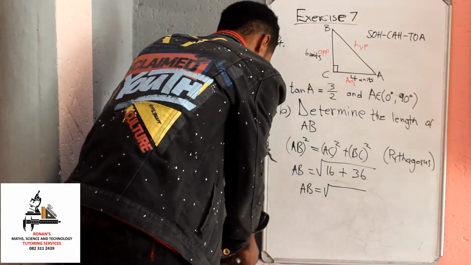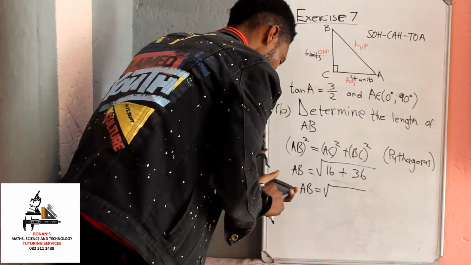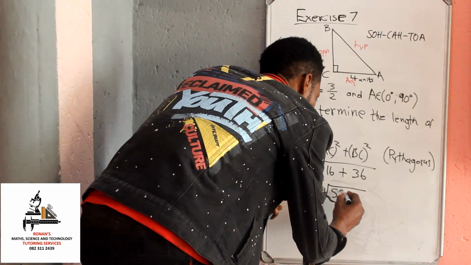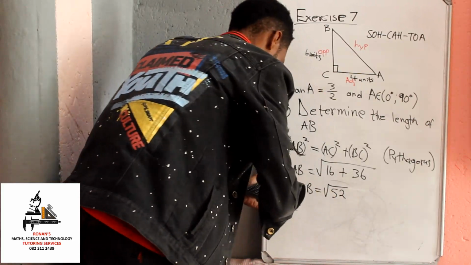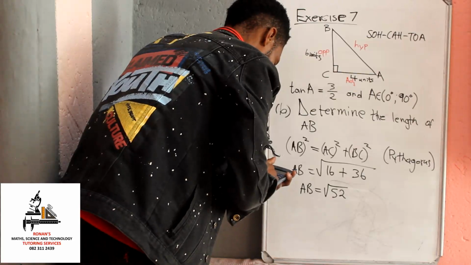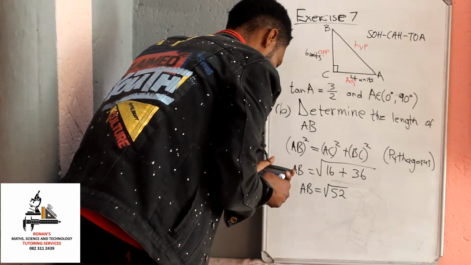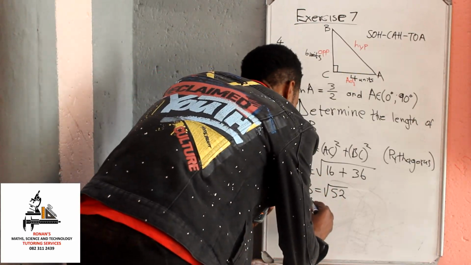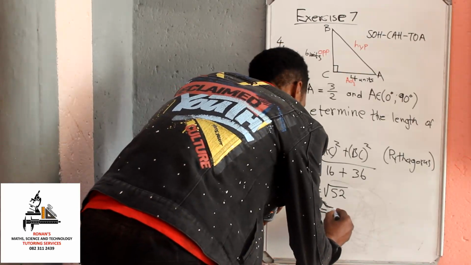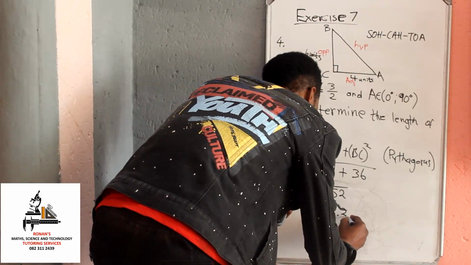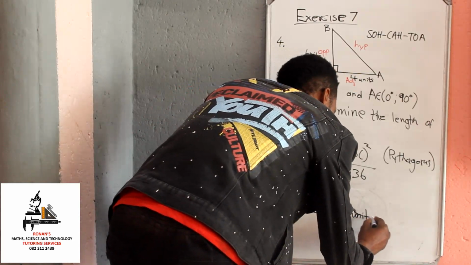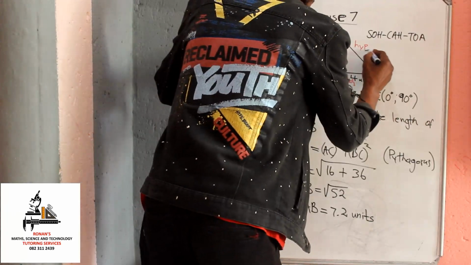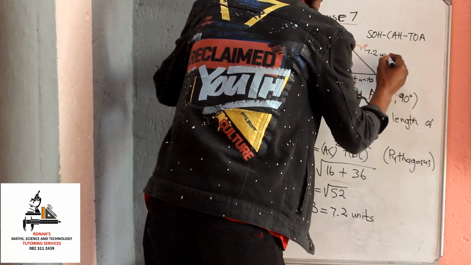Let's see if that's correct. That's going to be 16 plus 36, giving you 52, and the square root of 52 giving us AB will then be equal to 7.2 units. Beautiful. That was part B. So this is going to be 7.2 units.